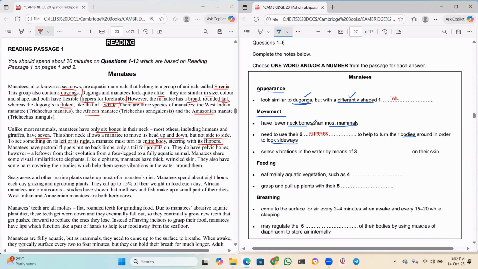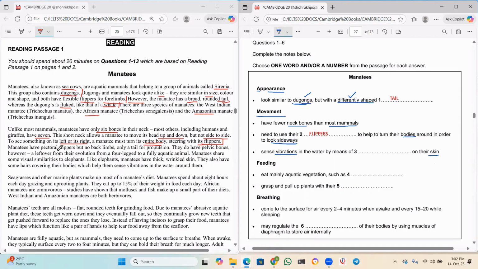Right? Now, next one. Sense vibrations in water by means of dash on their skin. So, vibrations is one keyword and skin is another keyword, guys. Okay. So, they can sense vibration in the water with the help of something on their skin. What is that? Now, let us keep reading.